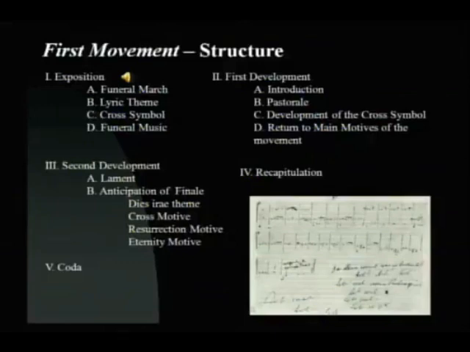So he, rather than proportion in thirds, he really proportions in halves. His exposition in the first development is about half the piece. Then his second development and the recapitulation and the coda are the other half of the piece.